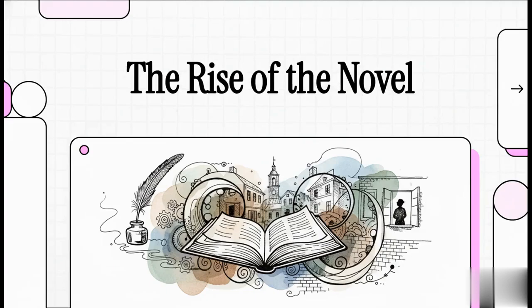All right, let's get into it. Today, we're going to be detectives. We're going to use Ian Watt's incredible book, The Rise of the Novel, as our guide to solve one of the biggest mysteries in literary history. We're investigating the origin of the novel. You know, that thing that pretty much dominates all storytelling today.